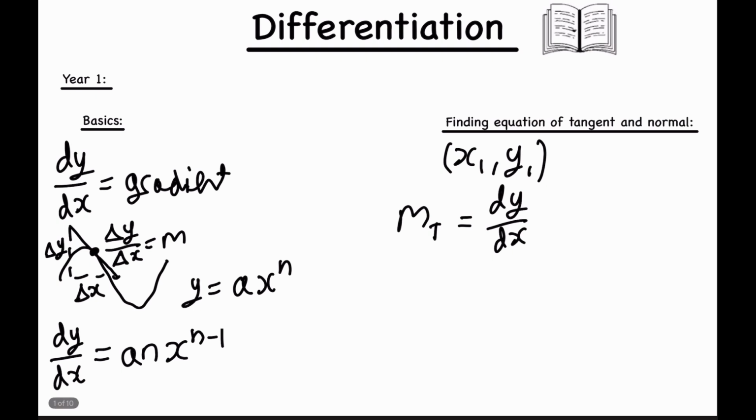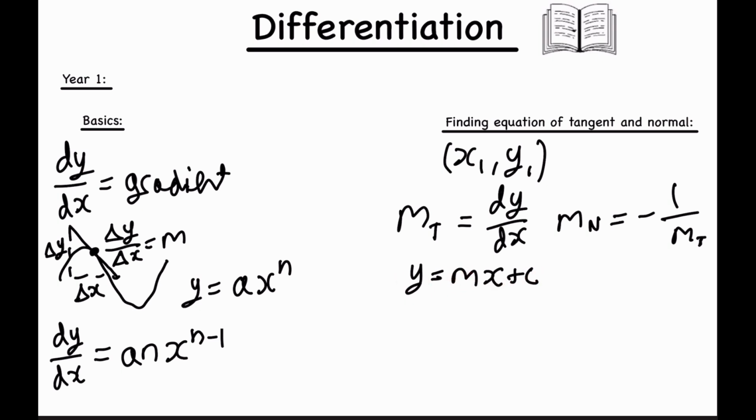And then for the normal, we would just take the negative reciprocal of the gradient of the tangent. And then from here you can find the equation of the line by substituting into y equals mx plus c, and substitute your values for x and y into the equation to find c, and then you'll have an equation in terms of x and y knowing m and c.